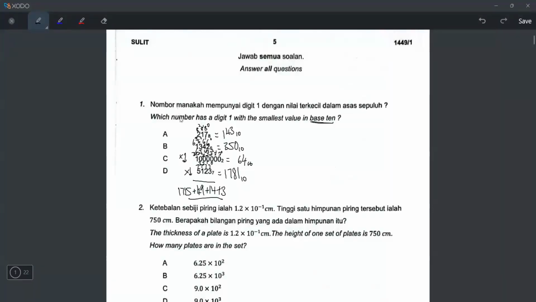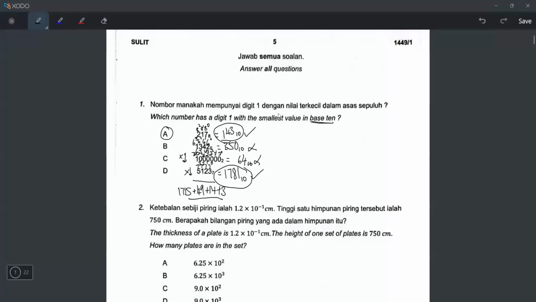Now let's read the question again and try to actually answer it. Which number has a digit 1 with the smallest value in base 10? Which of these answers has a digit 1? We can see that 143 in base 10 has 1. 350 doesn't have 1. 64 doesn't have 1. This one, 1781, has 1. But then they say which number has a digit 1 in base 10 and also the smallest value in base 10. So what does smallest value mean? I think it means which number has a smaller value. Between 143 and 1781, obviously A is the smaller value here. So that's the answer.